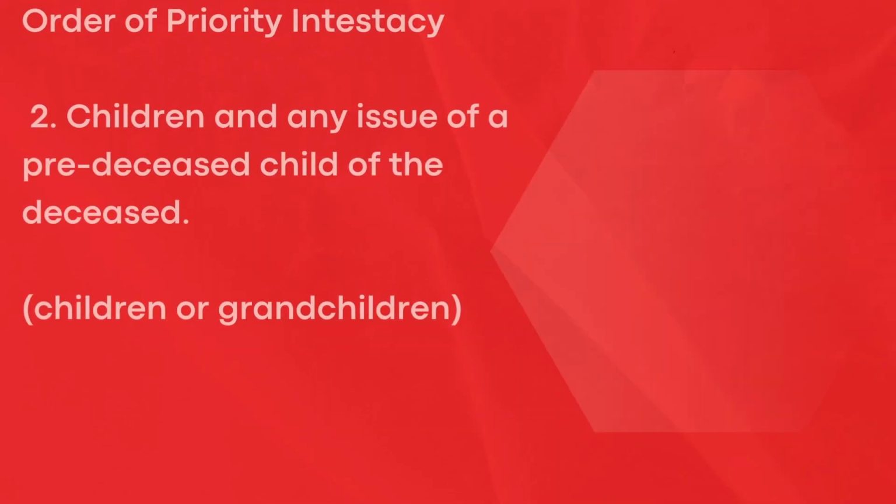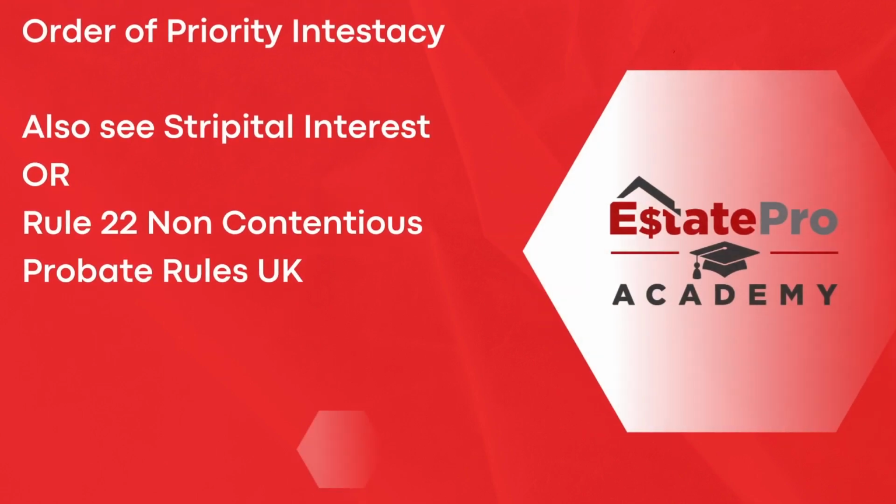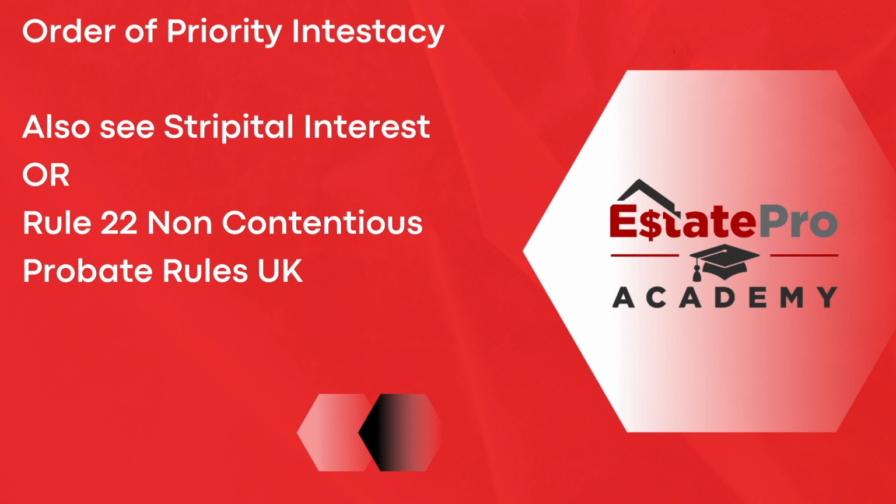Wait, what? Yes, let me repeat. Next in the order of priority for intestacy is the children and any child of a predeceased child of the deceased. Basically, the grandchild. If you've ever seen the query, did the deceased child have any children who predeceased him? If yes, were there any issues of a predeceased child? If yes, child to consent, renounce, or join in the application? This is why. Children of any predeceased child stand in place of that person. For more on this rule, check out a principle called Stirpes, or see Rule 22 of the Non-Contentious Probate Rules UK for more guidance.